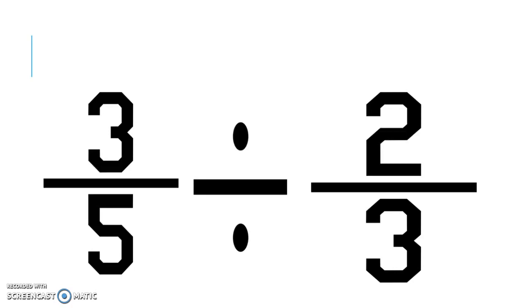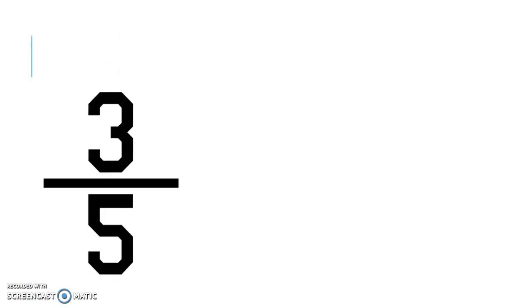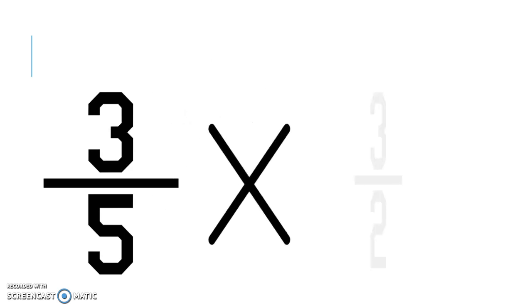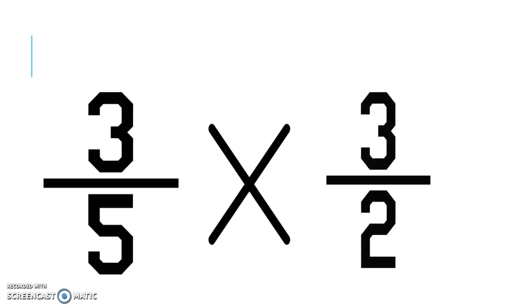When you divide fractions, the only thing you do is take the reciprocal, so that means you take the second fraction and flip it. So after you flip it, you will see we got 3/5 times 3/2. All we did was change the sign to multiplying.